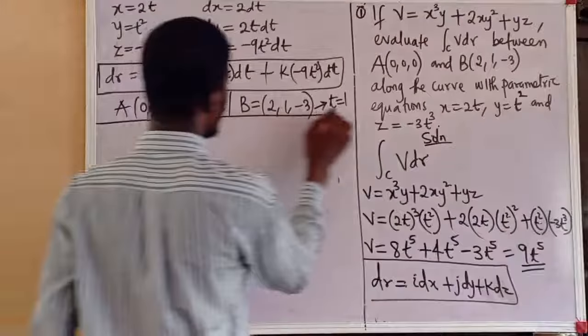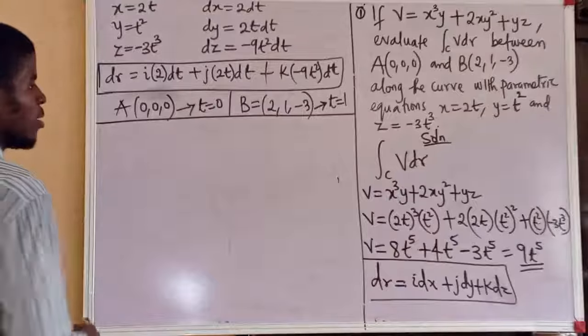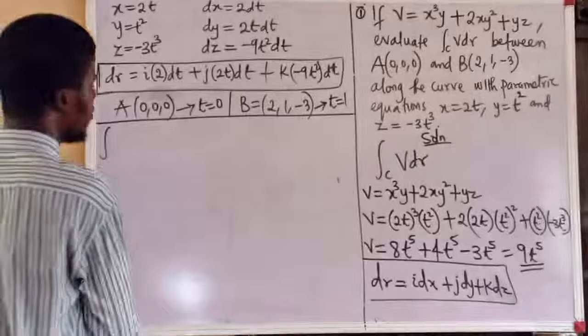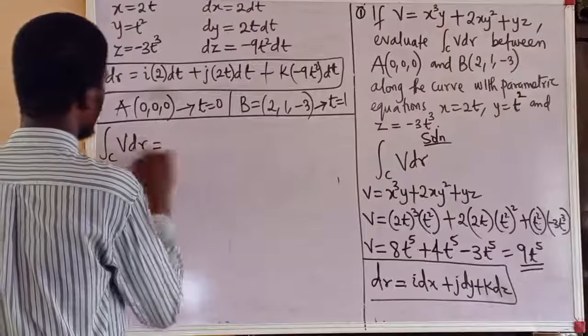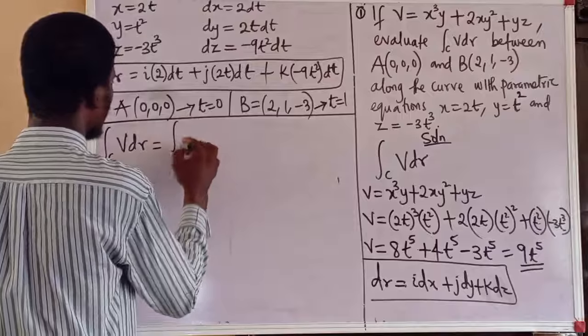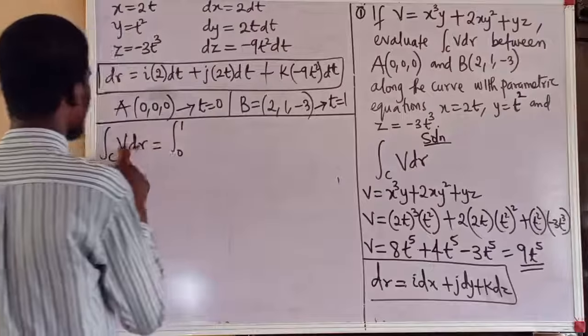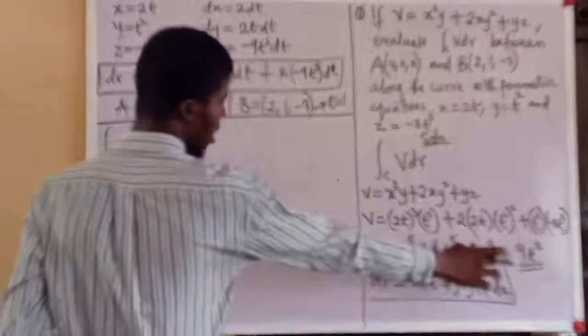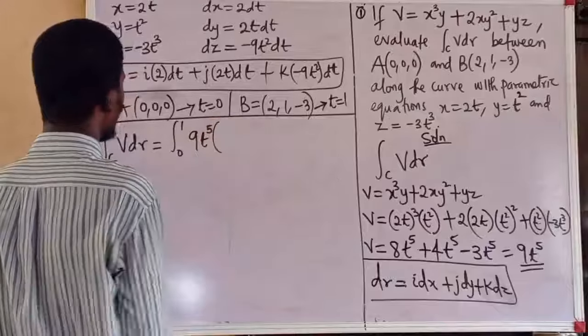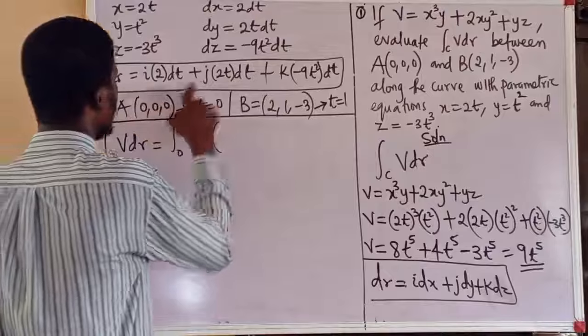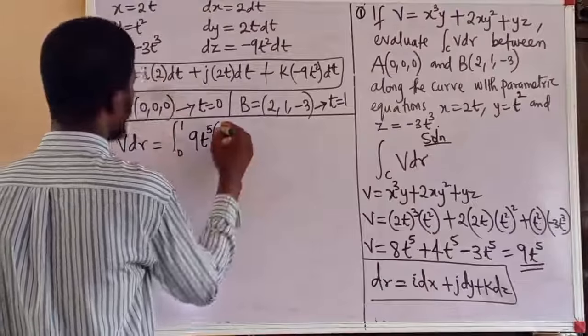Alright, so this is it. What now is the line integral? The line integral of V dr is the integral from 0 to 1 of, what is V? V is 9t to the power of 5, 9t to the power of 5 into, what is dr? This is dr. Let me write it this way.